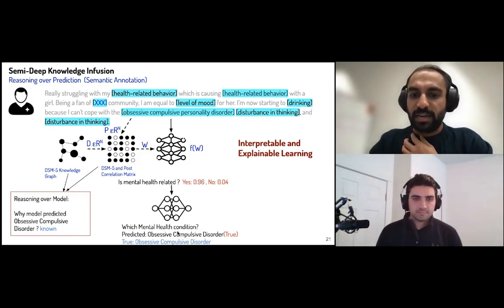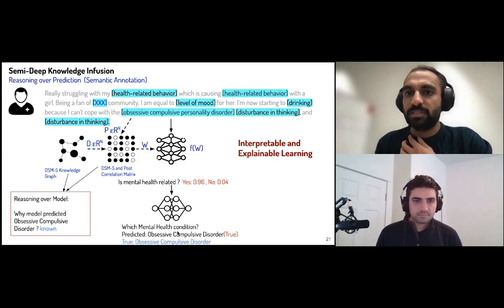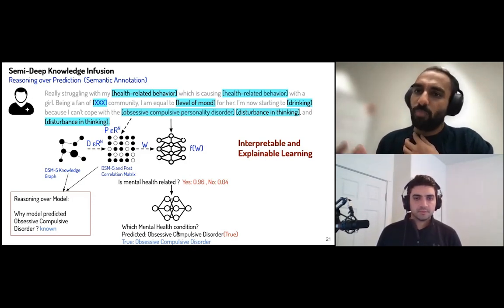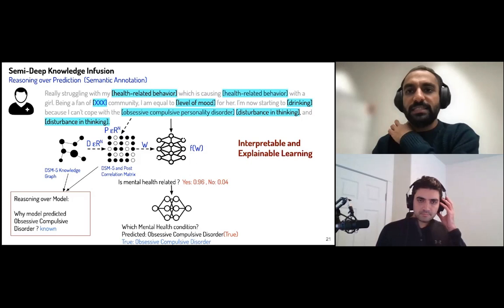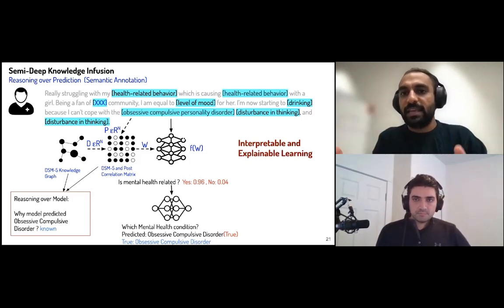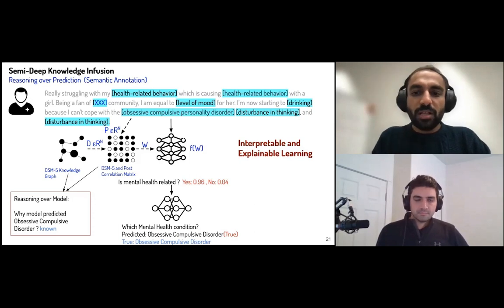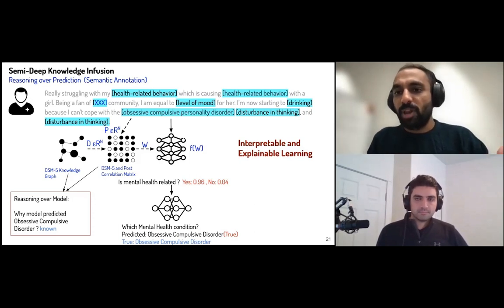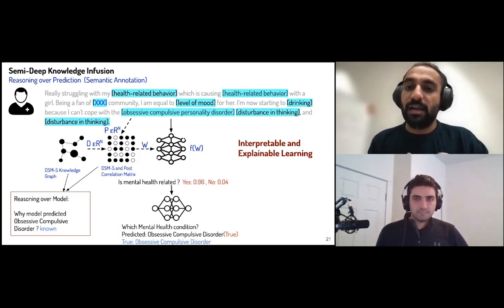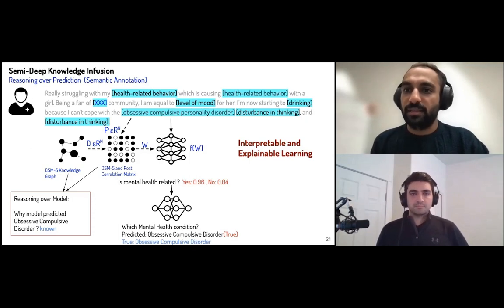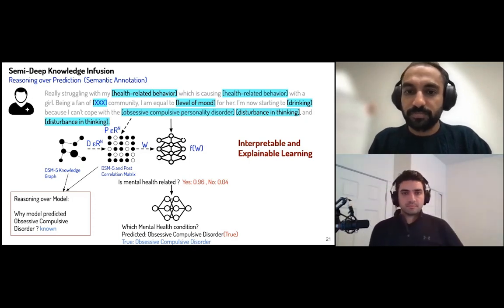And when we tested it, we got the label as OCD, because that's the true label. Mostly because it is occurring in the majority, and someone with simple eyesight can say that it is OCD in this text. So that's an example of interpretable and explainable learning going hand in hand in a semi-deep infusion.